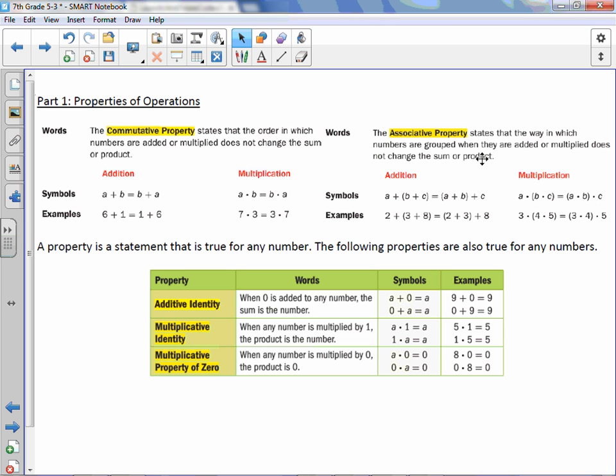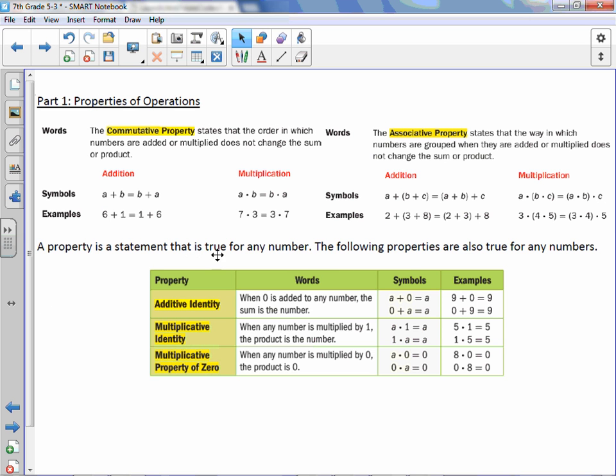The associative property states that the ways in which numbers are grouped when there's addition or multiplication also does not change the sum or product. So if you were to group 3 plus 8 together and then add 2, it would be the same sum as grouping 2 plus 3 together and then adding 8. The key is it all has to be addition. And the same thing holds true for multiplication.